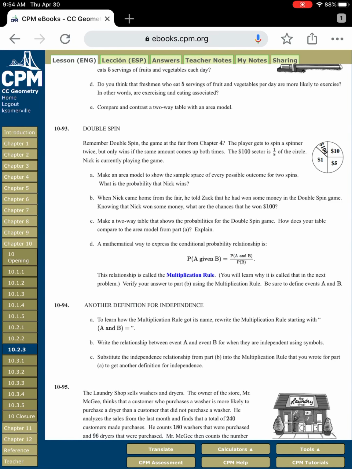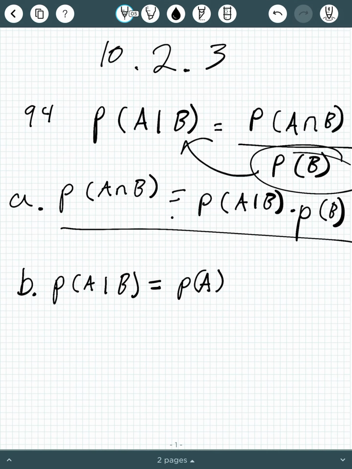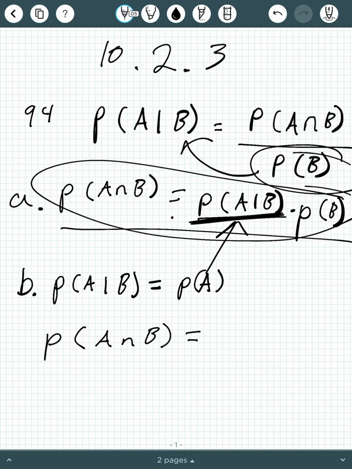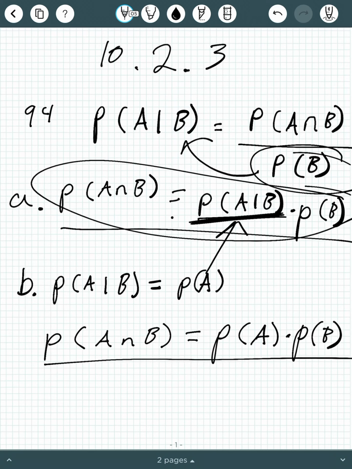So that's part B. And then lastly, part C tells us, jumping back over, that we are supposed to substitute the independence relationship from part B into the multiplication rule to get another definition for independence. So if we look back at our new multiplication rule and do some substituting, well, when you see P of A given B, you can actually replace it with the probability of A. So now we can write that the probability of A and B is equal to the probability of A multiplied by the probability of B.